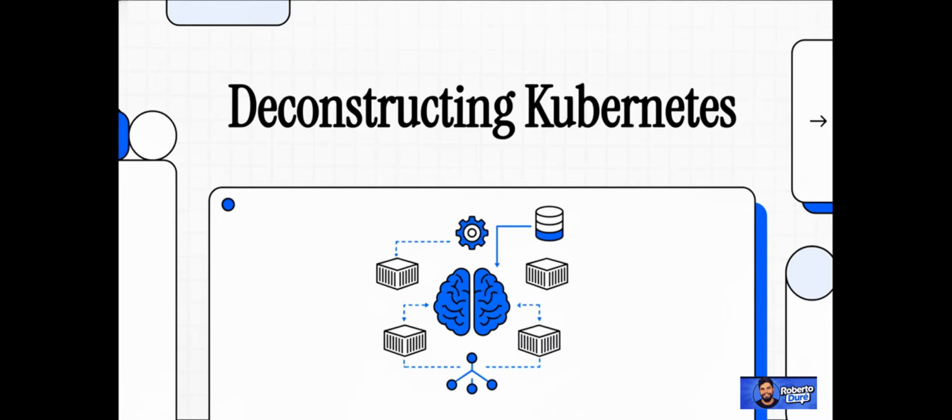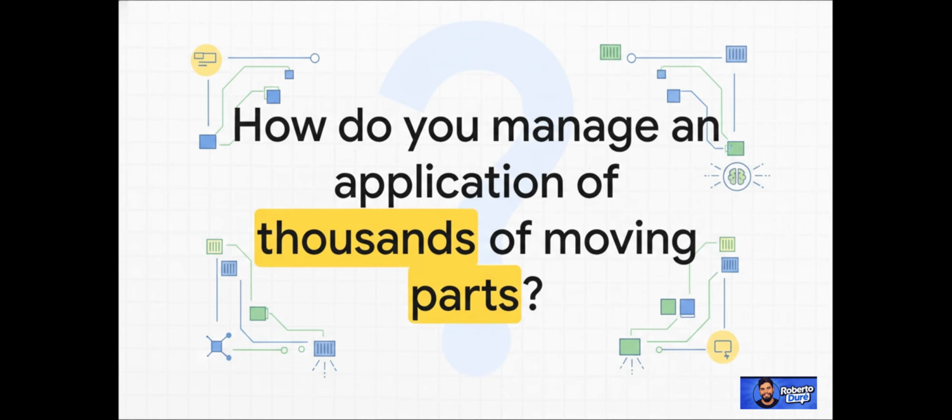Let's get started. So, to really get why Kubernetes is so important, we first have to understand the problem it's designed to solve. You see, modern applications aren't just one big program anymore. They're often made up of hundreds, sometimes thousands of tiny, independent services all running in containers. Now, trying to manage all of that, making sure they're running, that they can find and talk to each other, that they can scale when needed, well, that's a massive headache.